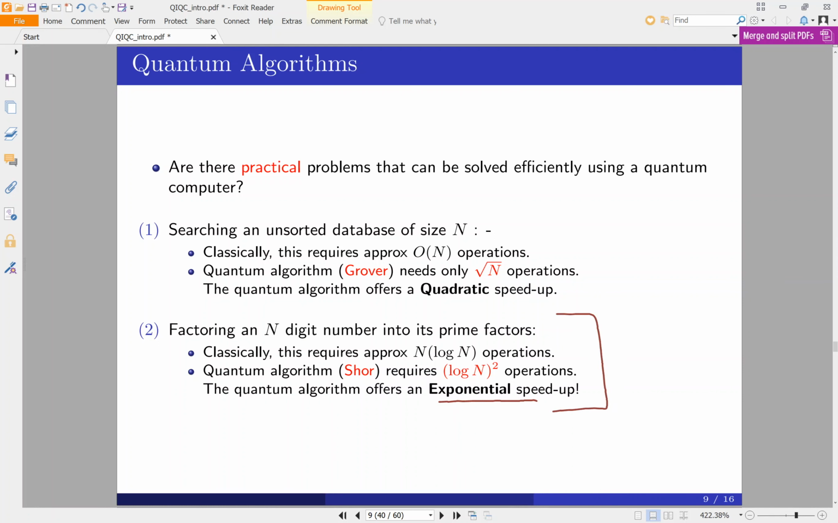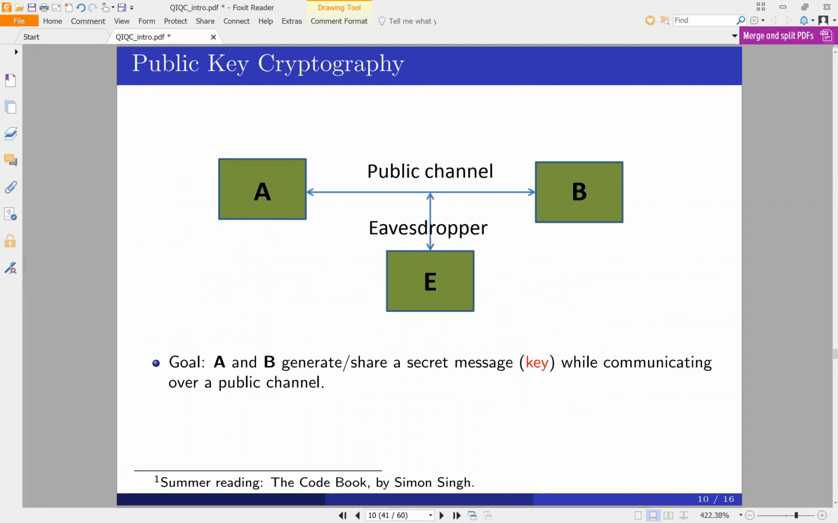Factoring is an important problem, as we'll see in the next slide, from a cryptographic point of view, and hence the idea of a quantum factoring algorithm offering exponential speedup really drew a lot of attention, and this is why a lot of people started getting interested in the idea of quantum computing. So why is factoring important? Why is prime factoring important?